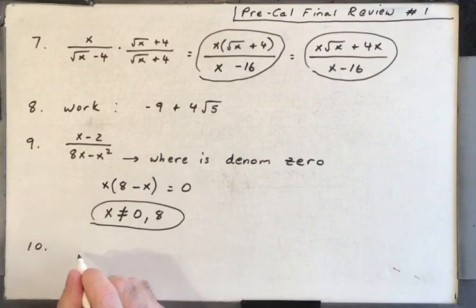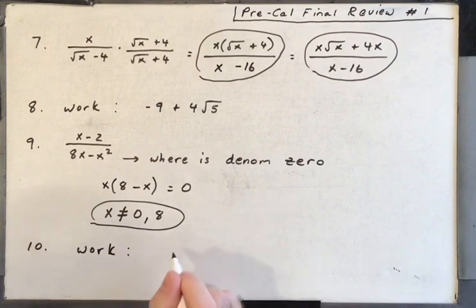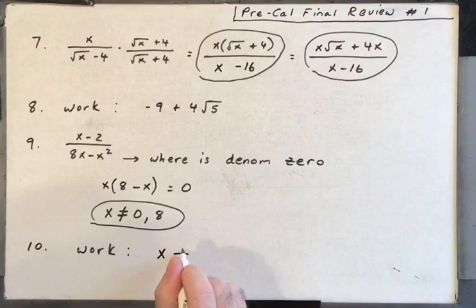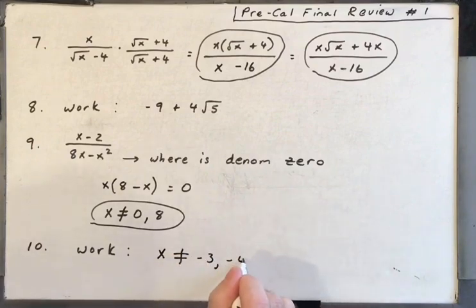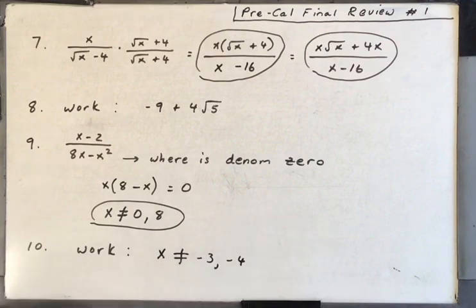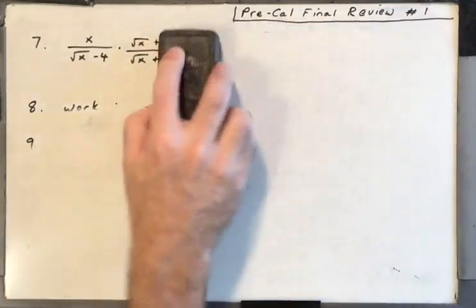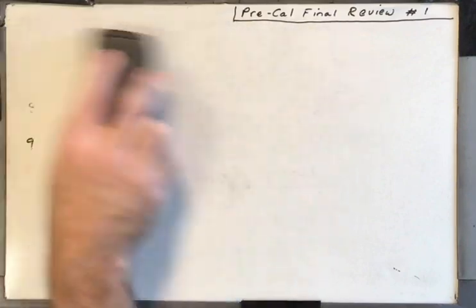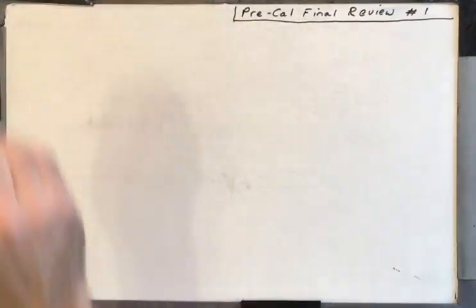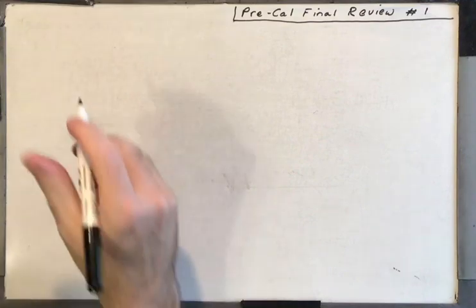Number 10, I want you to work on your own. The answer to number 10 is x cannot be negative 3 or negative 4. Okay, pause it if you haven't finished. Let's do number 11.